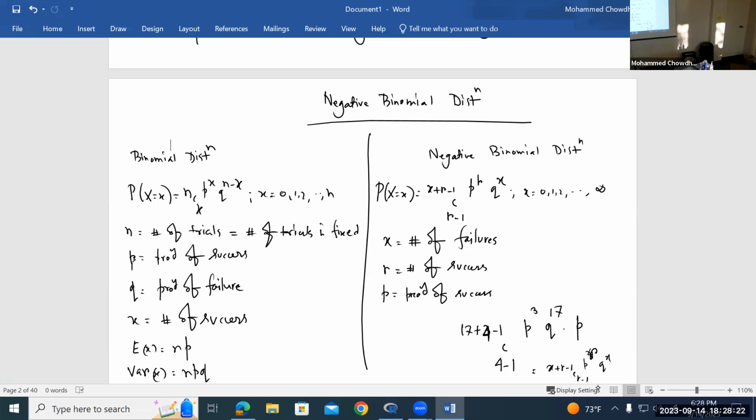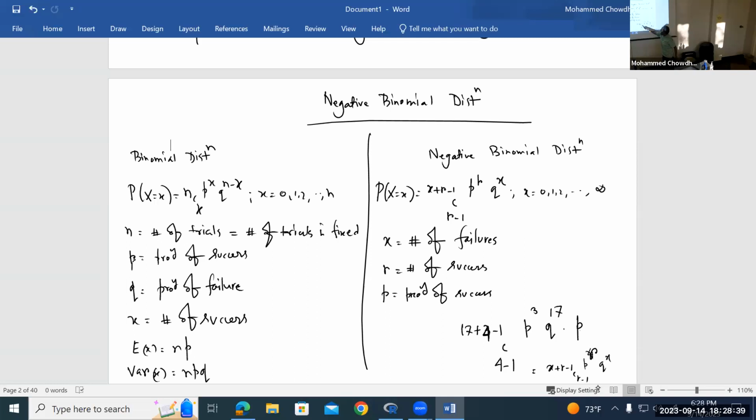So why are they called negative binomial distributions? This coefficient can be written in a negative format, which I am going to show now. And why is it infinity? Because you do not know when you will get your desired number of successes. Clear, right? You do not know. So that's why it is going on.